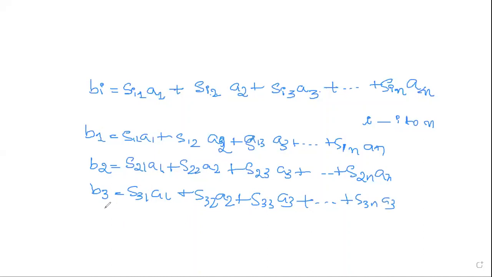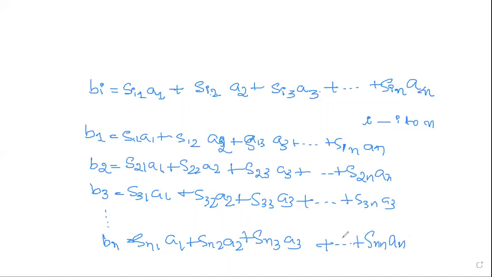So on, you can write for each of them. The last one will be BN, which is SN1 A1 plus SN2 A2 plus SN3 A3 until the last term, SNN AN. Now, how can we write this in matrix form? If I have to represent all these equations in terms of a matrix, how can I represent it?